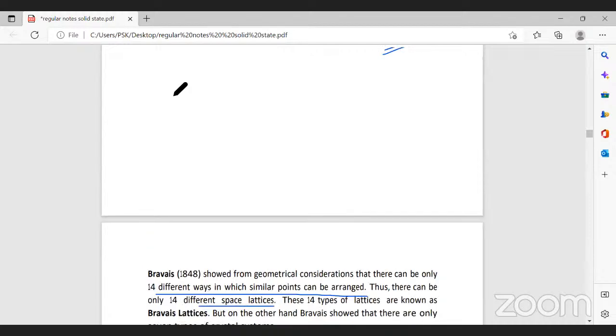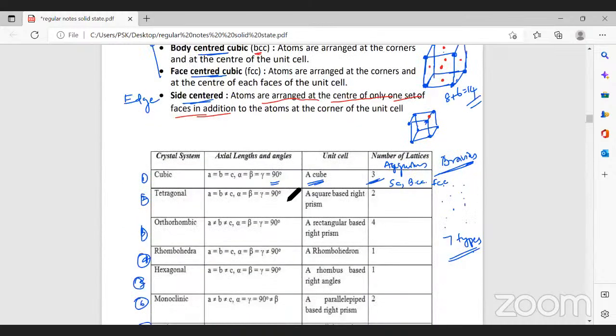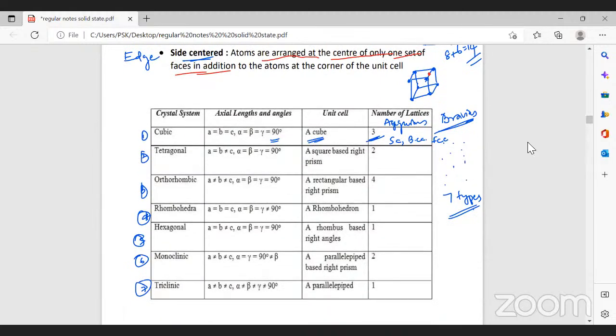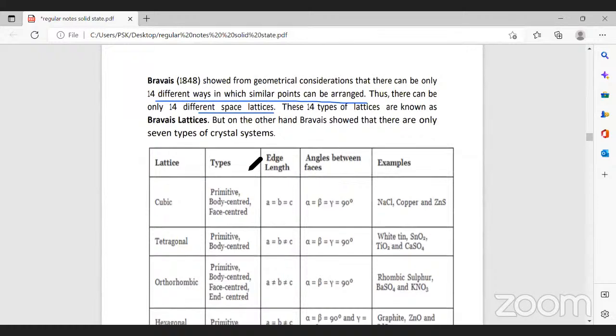So here also I represented simple cube, body centered and face centered. A cube can have 3 Bravais lattices. That is what he says. So if you arrange the points in different ways, possibly you will get only 14 types of crystal structures. And those crystal structures are named after a scientist, Auguste Bravais. So it's called Bravais lattice.